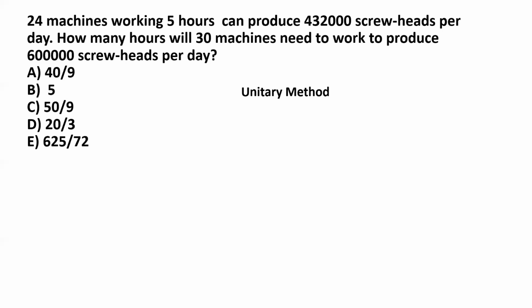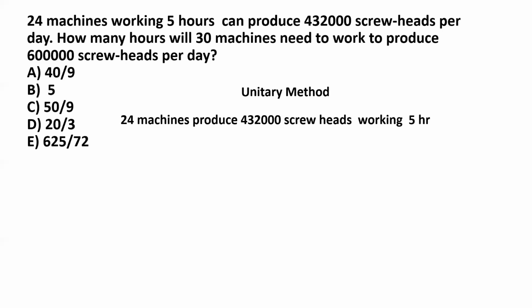But in unitary method, the best way of approaching the problem is basically rephrase the problem in such a way that the variable that you are asked to find, in this case number of hours, is to the extreme right side. So in this case, since it's the number of hours, I'll just write the problem like this. 24 machines produce 432,000 screw heads working 5 hours. So I'm just rephrasing the problem, writing the number of hours on the extreme right side.